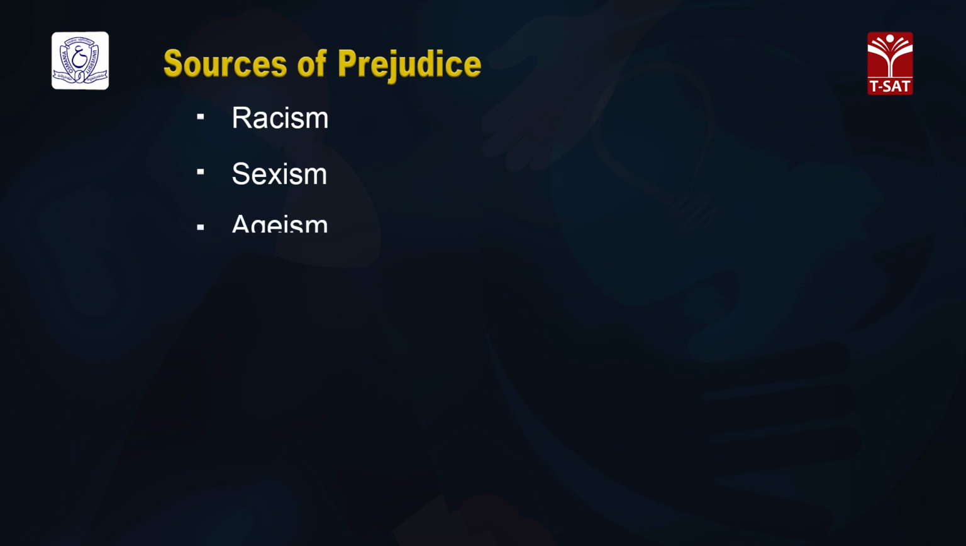Now moving on to another source, which is ageism. It is a bias towards the geriatric population, mainly the elderly.